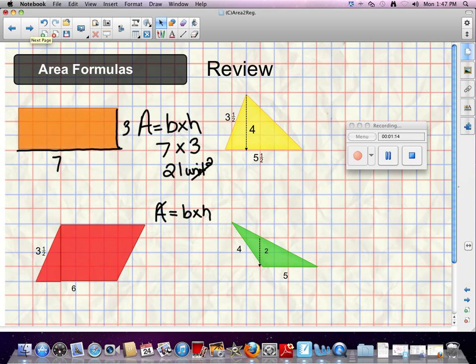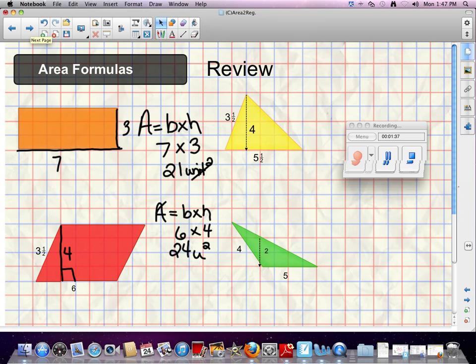But now my base is 6. Height is not the 3.5. Height is 1, 2, 3, 4. It has to make that 90-degree angle. So my height is 4, which makes the area 24 units squared.